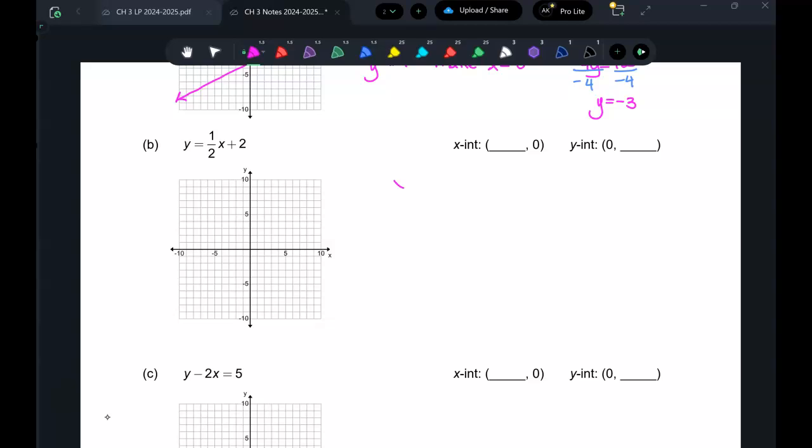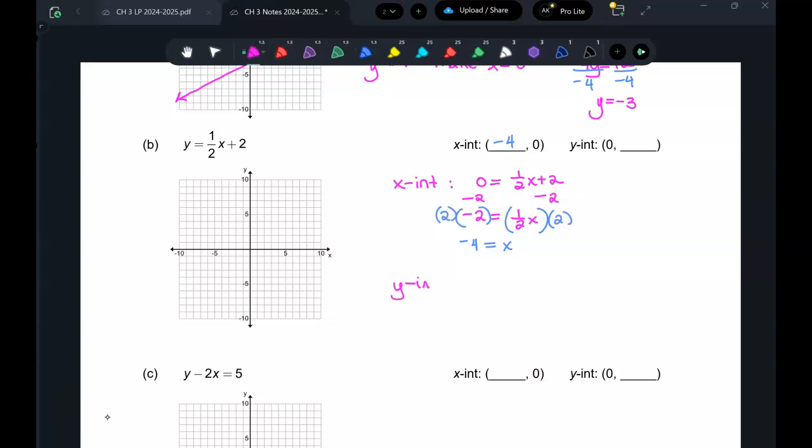What is the x-intercept? What are we going to make equal to 0? The y. Okay, so y is 0 this time, so I have to find the x-intercept. We're going to subtract 2. So I have -2 equals 1/2 x. What do I have to multiply both sides by? 2. So we get -4 equals x.